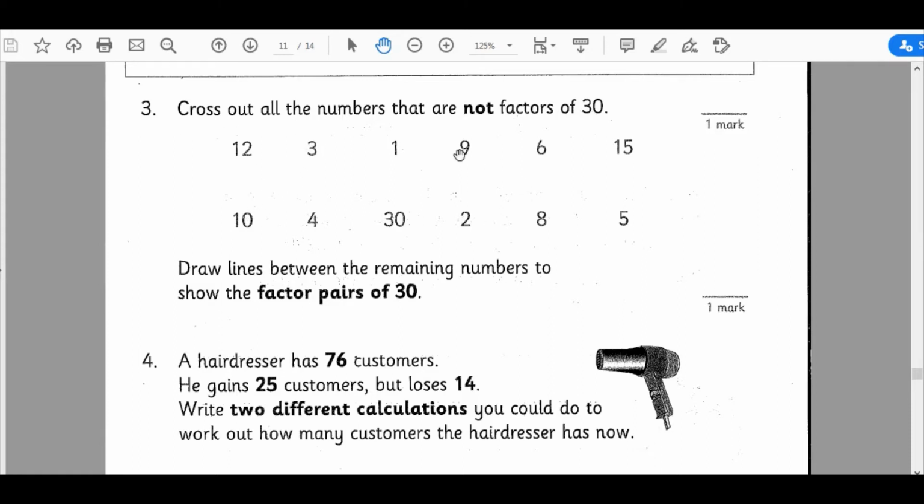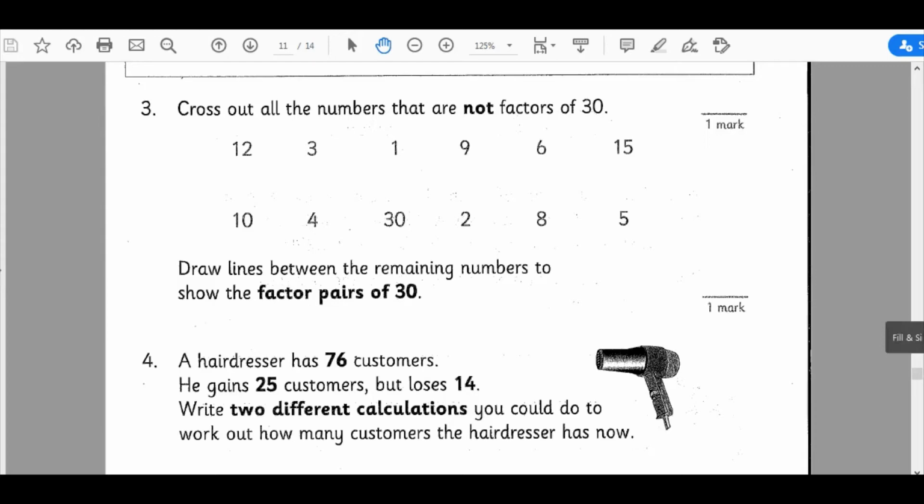Okay, and then any other numbers that you have left, you see if you can also match them up so that when you multiply them together, they make 30. So the factors, if you think about it as, is 30 in this times table? So if you're thinking about the number 4, you'll think, is 30 in the 4 times table? Can I multiply 4 to get to 30? And that's how you work it out.